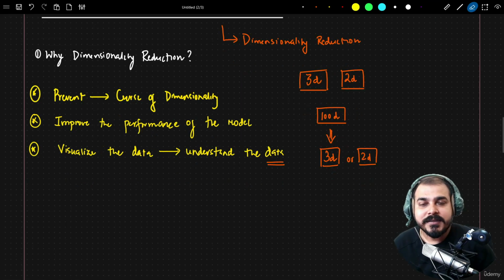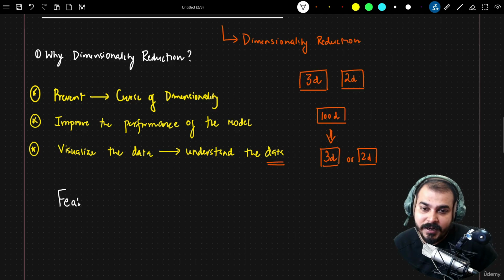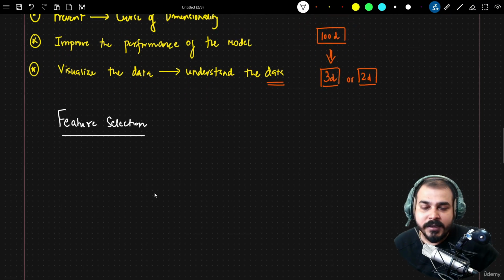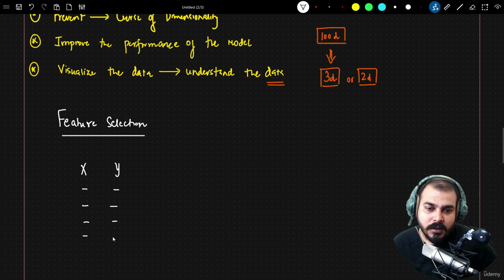Now let's go ahead and discuss feature selection. Okay. So feature selection is a process that helps us to select the most important features, which will actually help us to predict the output. Okay. Now, in order to understand the feature selection process, let's consider that I have a feature called X and I have a feature called Y. Now, let's say I have some data points over here, something like this.